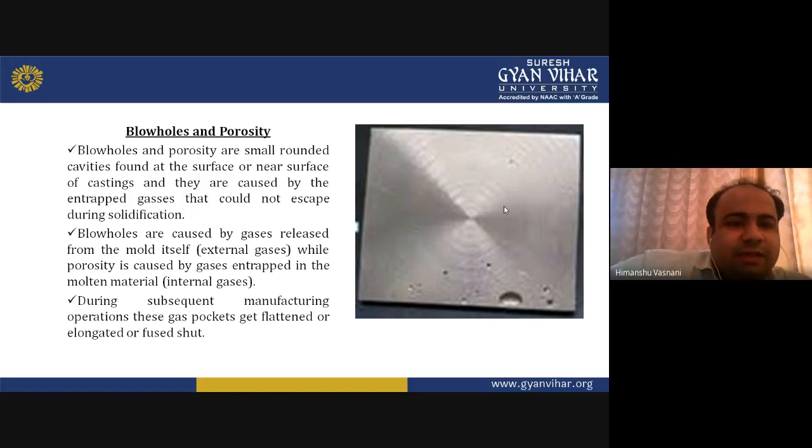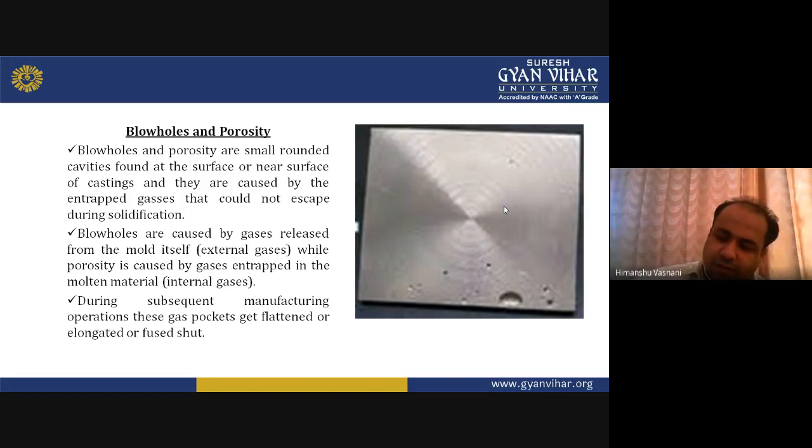And if those gases are readily released outside, readily allowed to escape during solidification, then there are no issues. But if those gases are not allowed to escape, they are trapped inside, then they lead to blowholes and porosity.